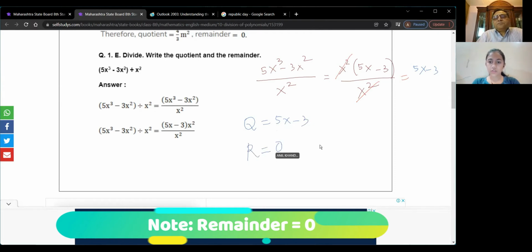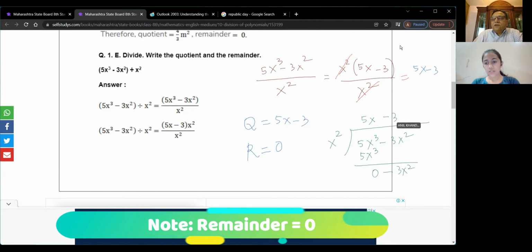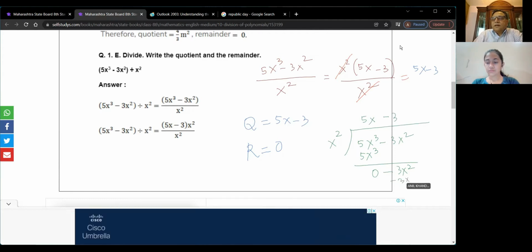Is it clear to you? Yes. Now, if you want to do long division, you could do it. Let's do it on the side. So we have 5x cubed minus 3x square, we want to divide by x square. So the first term will go by what? 5 times x, right? Right. You get 5x cube. When you take the difference, this is 0 minus, bring down the next term, which is 3x squared. Now that can go by minus 3, right? Right. So you get, when you do minus 3, you get minus 3x squared, and now the remainder is 0.